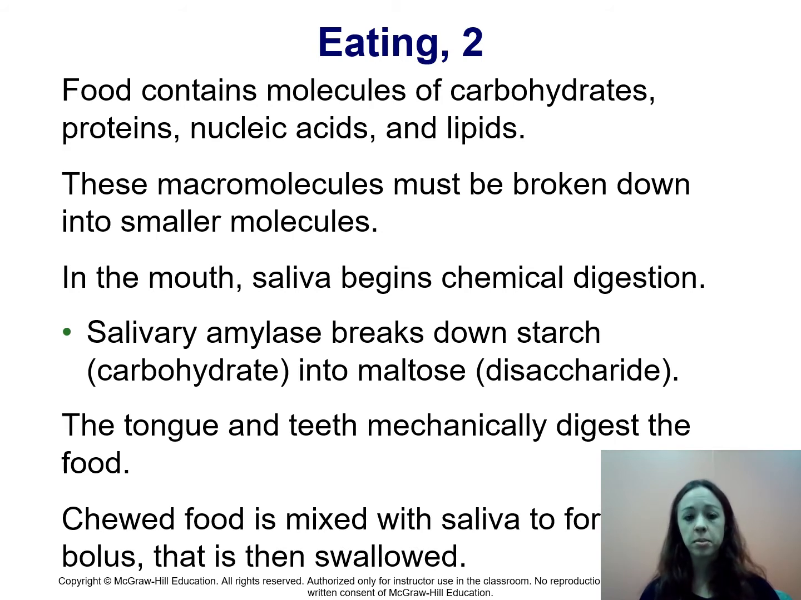Chemical digestion begins in the mouth with an enzyme called salivary amylase, which is located within our saliva. This breaks down starch, which is a large carbohydrate, into a smaller carbohydrate called maltose.